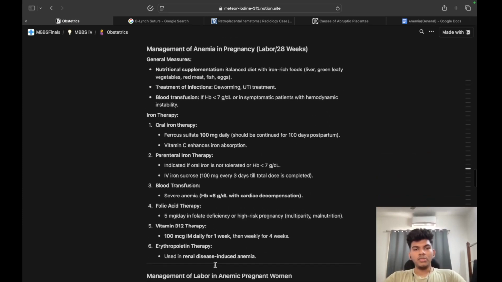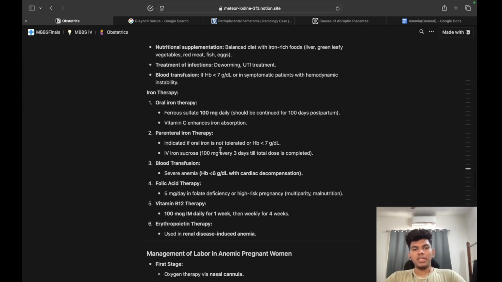So general measures: nutritional supplementation, a balanced diet with iron rich foods, liver, green leafy vegetables, red meat, fish, eggs. In case of infections, treat them, deworming, UTI treatment, and blood transfusion if less than 7 gram per deciliter in symptomatic patients with hemodynamic instability.